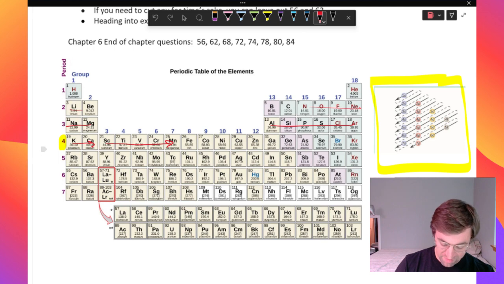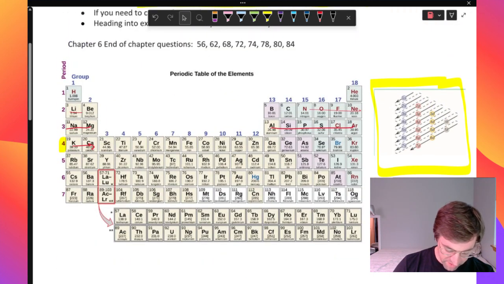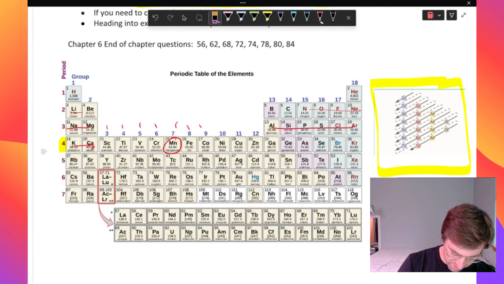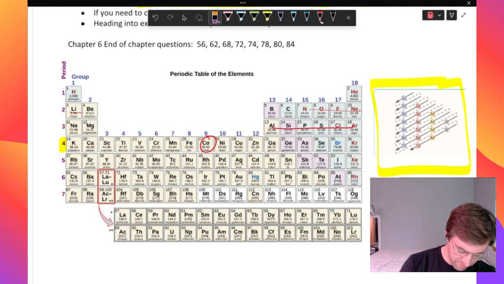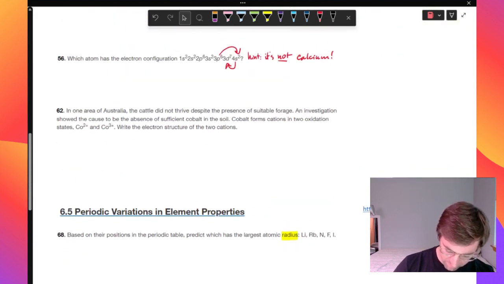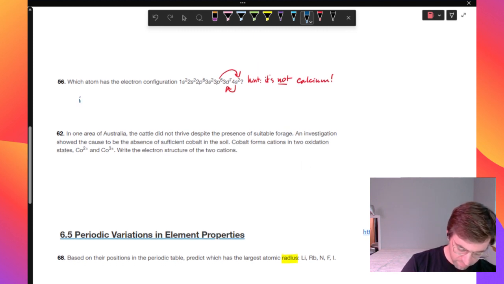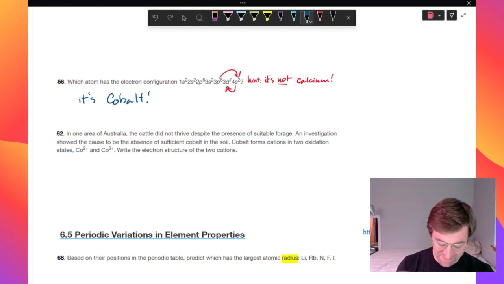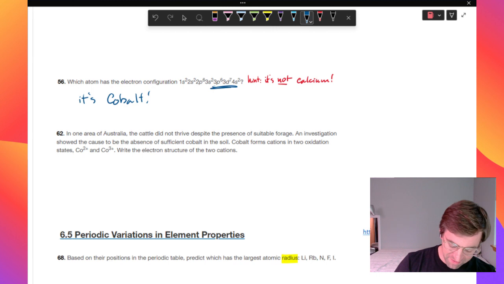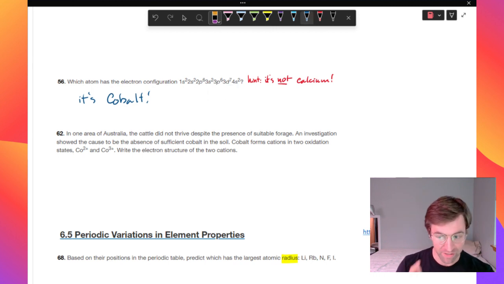then 3d7. So 3d, what was it? Yes, 3d7. 1, 2, 3, 4, 5, 6, 7. That gives us cobalt. So cobalt is the identity of this particular electron configuration. And that is because this electron configuration is misleading, so be very, very careful of that. You would get this wrong on an exam if you wrote it this way, I am pretty sure.